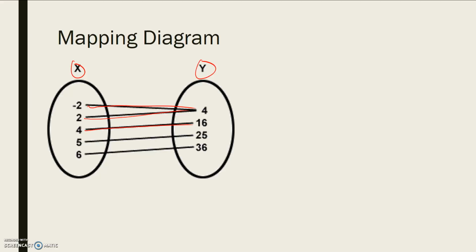Now let's think about our second definition to see if this is truly a function. Does it relate each element of a set with exactly one element of another set? Our first set being here, our second set being here, each element in the first set goes to exactly one element in the other set. So -2 goes to only 1, 4. 2 goes to only 1, 4. 4 goes to only 1, 16. 5 goes to only 1, 25. 6 goes to only 1, 36. So this is a function.